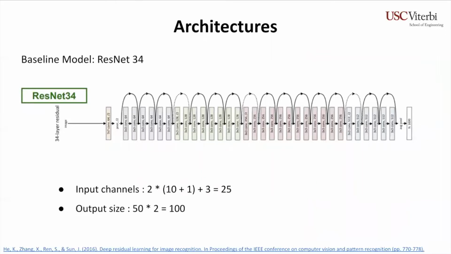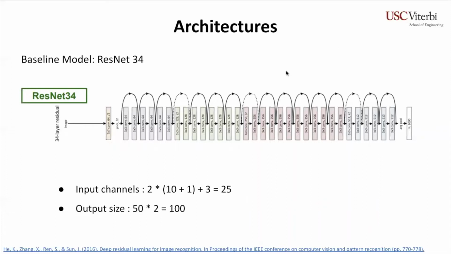We tried the pre-trained ResNet 34 and set the number of input channels to 25. It means that we need 10 historical frames and 1 current frame, and each frame contains ego and agents on different channels, so we multiply by 2 here, and the 3 means the RGB channels for the semantic map. The output size is 100 because we output 50 frames of coordinates.